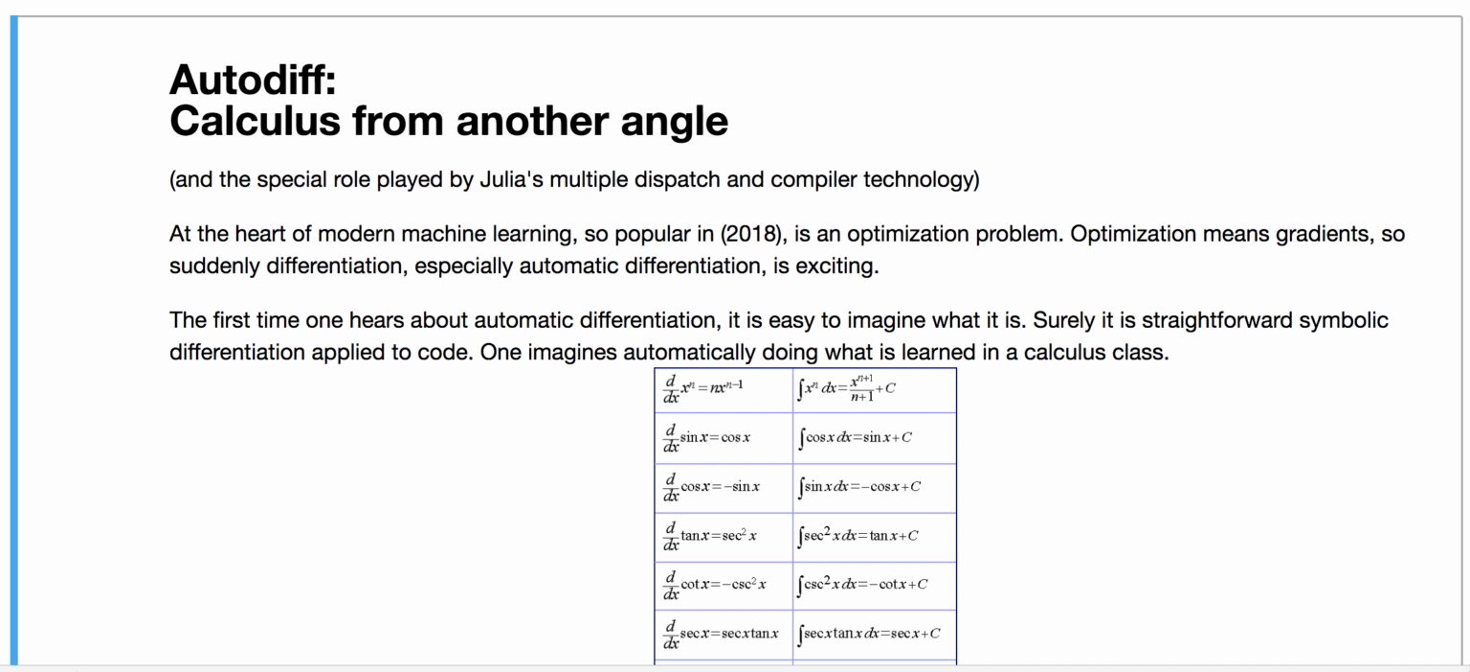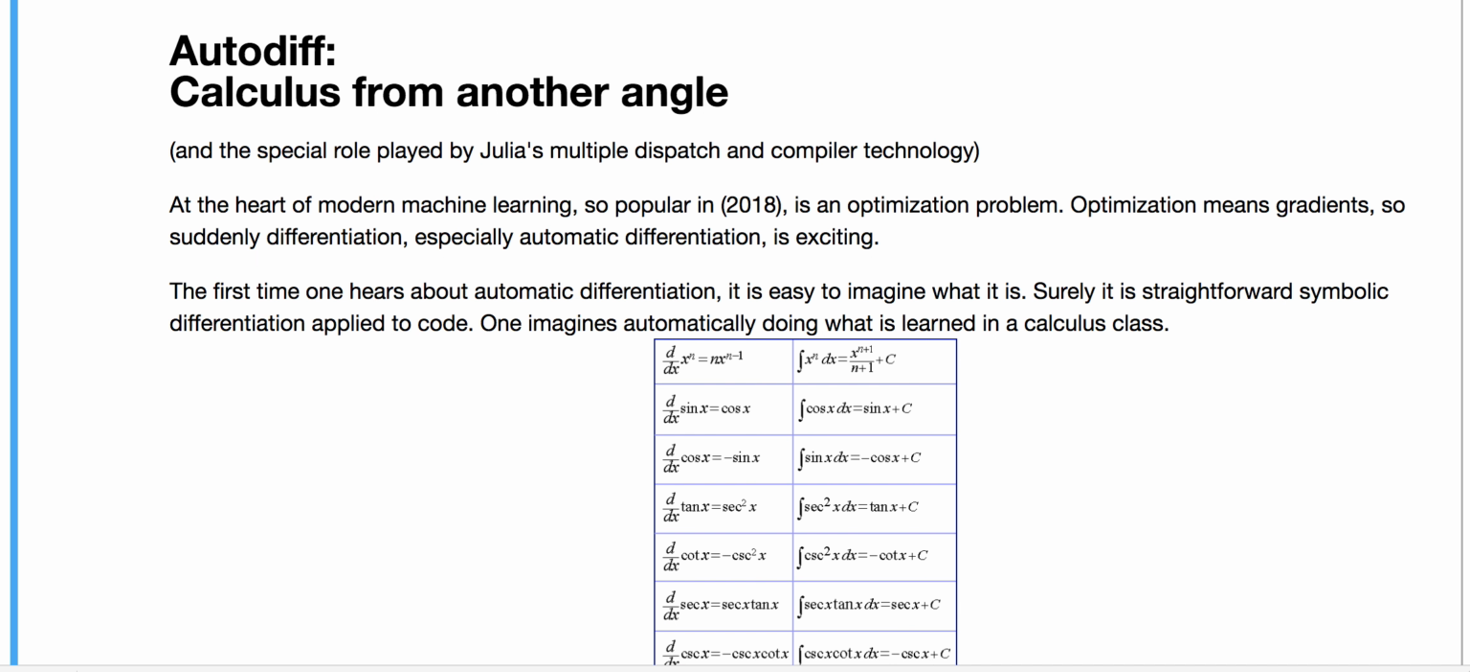Automatic differentiation, a technology that's at the heart of machine learning, and also a very interesting topic, one that shows off some of the unique aspects and strengths of the Julia programming language that let Julia do remarkable things.